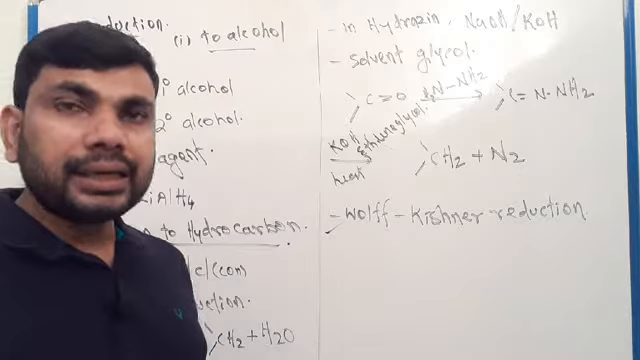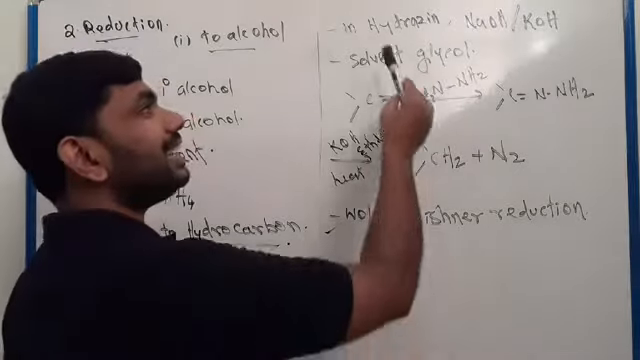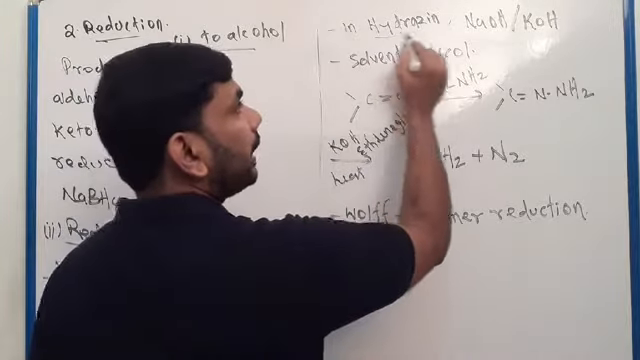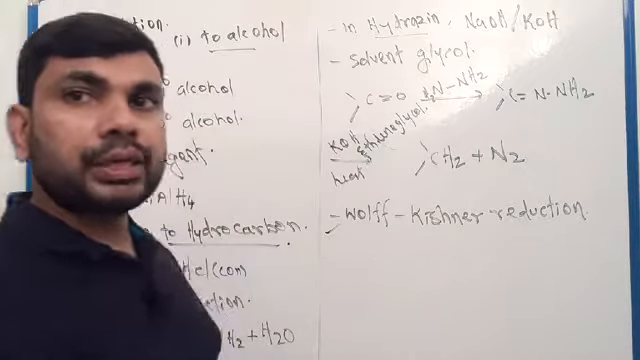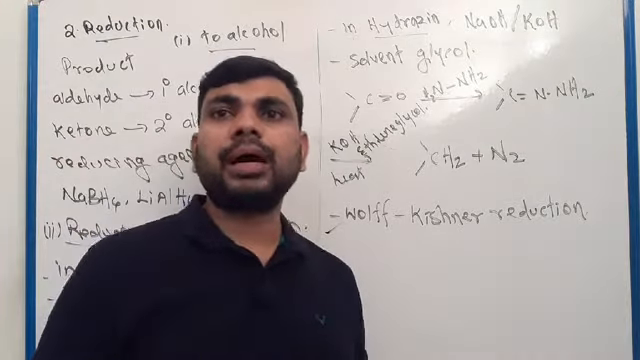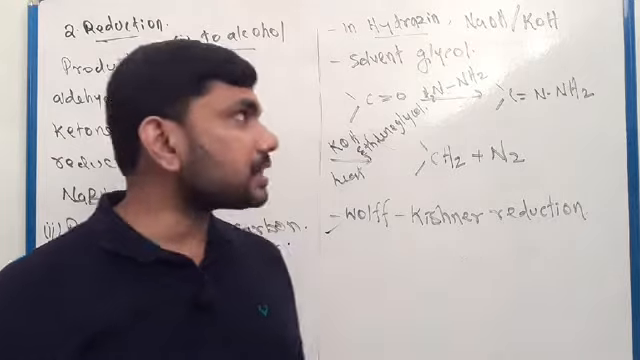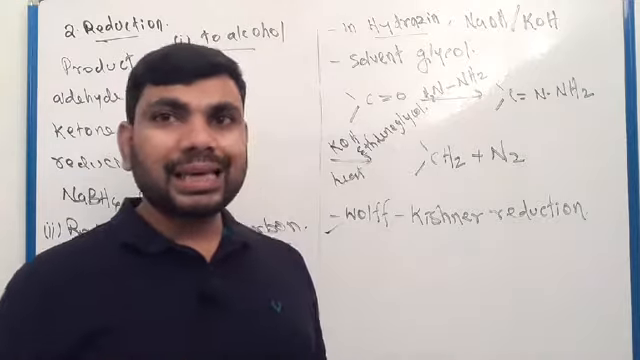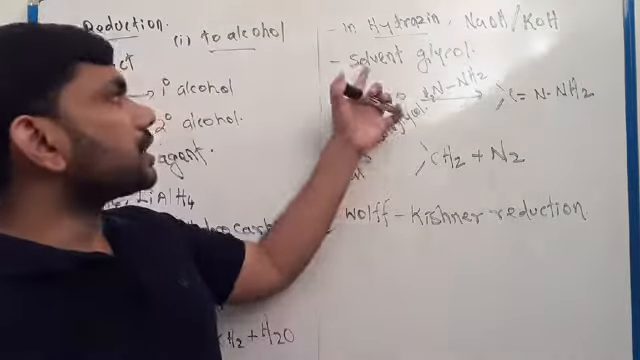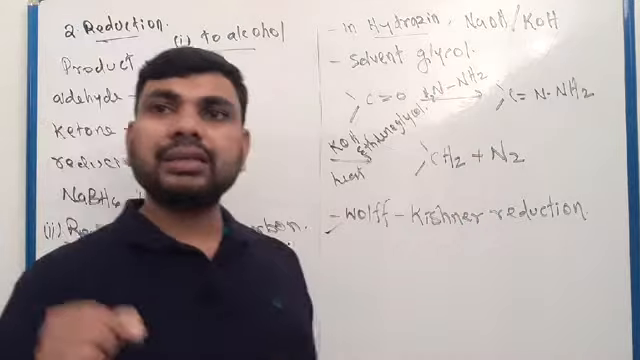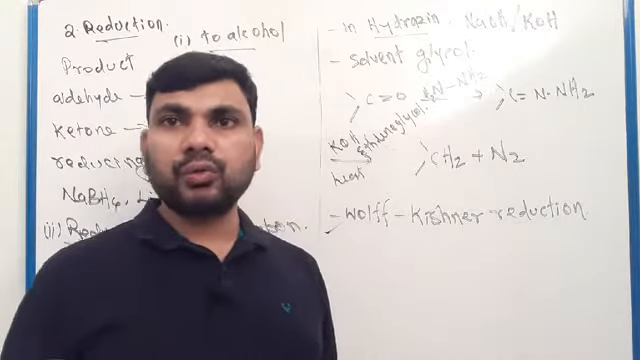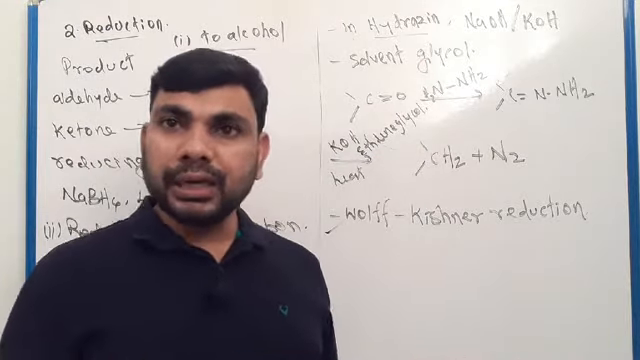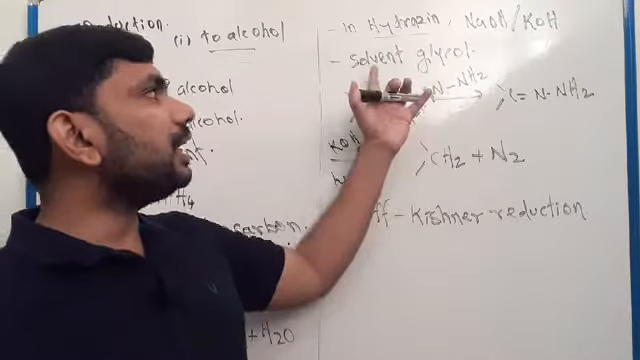Wolff-Kishner reduction means aldehyde or ketone reacting with hydrazine in presence of sodium hydroxide or potassium hydroxide. The sodium hydroxide or potassium hydroxide is mixed with ethylene glycol. So the solvent used here is ethylene glycol, not water. This chemical reaction does not take place in water medium. The medium of the reaction is ethylene glycol.